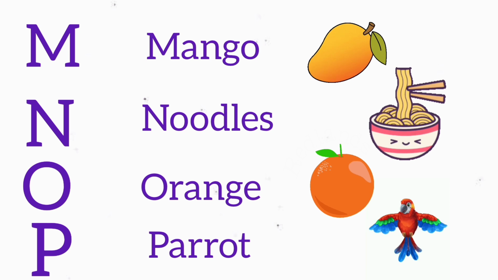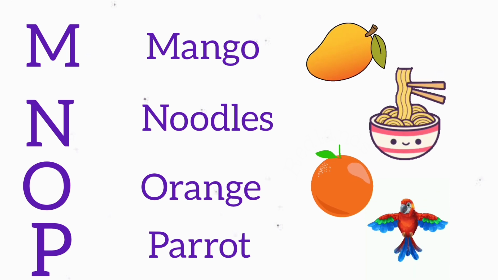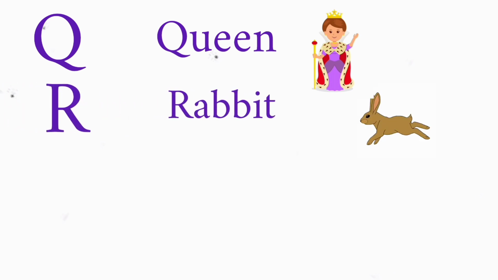N is for noodles. O is for orange. P is for parrot. Q. Q is for queen. Q-U-E-E-N, queen. R. R is for rabbit.